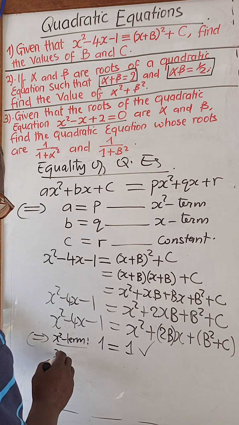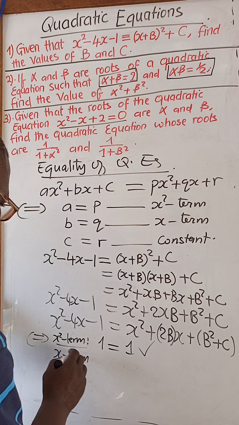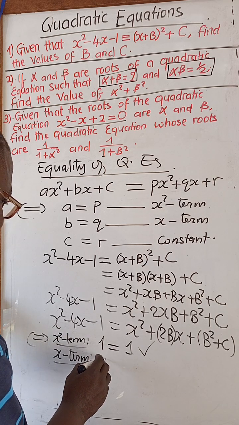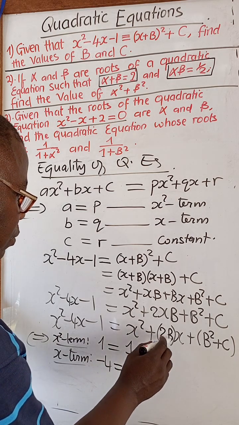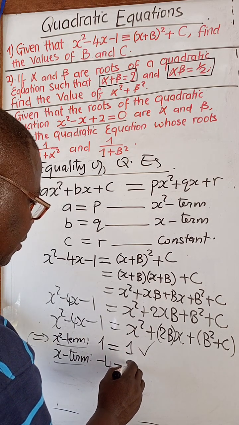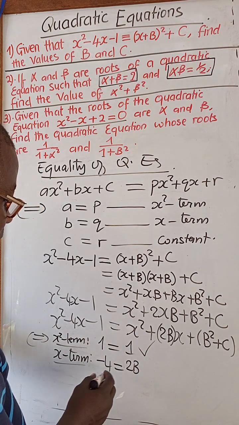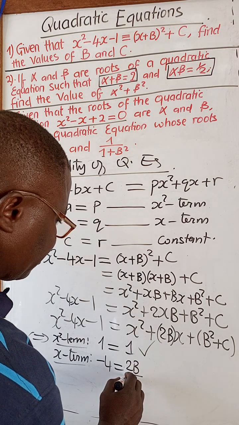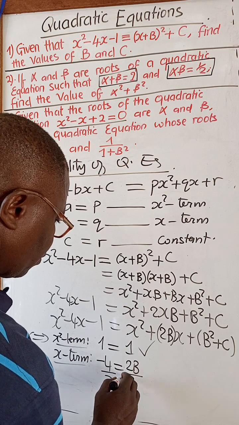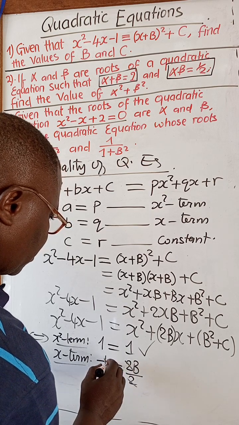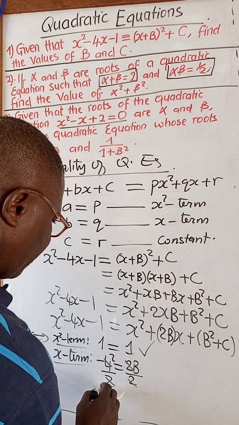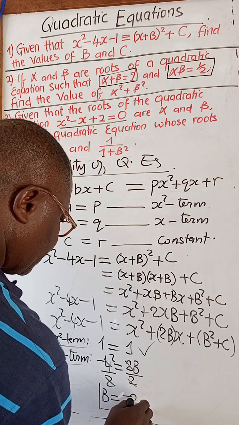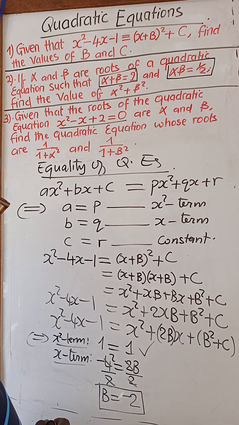Now, we take next the x term. The x term on the left hand side, the coefficient is negative 4. We expect that to be equal to the coefficient of the x term on the right hand side, 2b. Now, this gives us an equation in terms of b, from where we can calculate b. If we divide both sides by 2, 2 cancels, negative 4 over 2 gives negative 2. So finally we have b to be negative 2. Alright, we have the value of b.